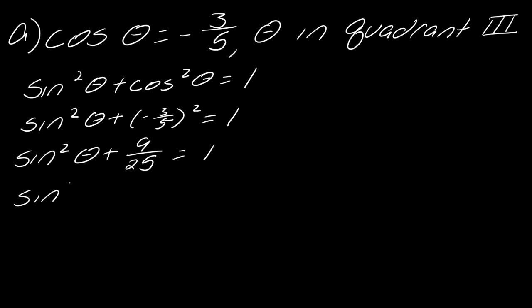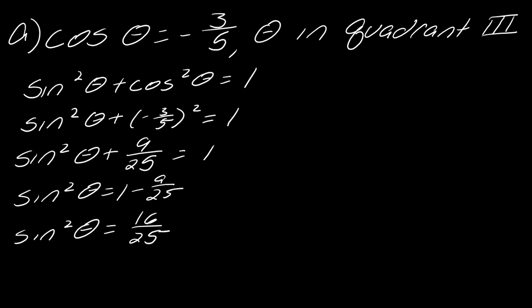So I ultimately have that sine squared theta is 1 minus 9/25. So then I can say sine squared theta is equal to 16/25. Okay, so now I want to take the square root of both sides. And the thing that a lot of people forget is when they take the square root, you actually get 2 answers. So the square root of 16 is 4, the square root of 25 is 5.